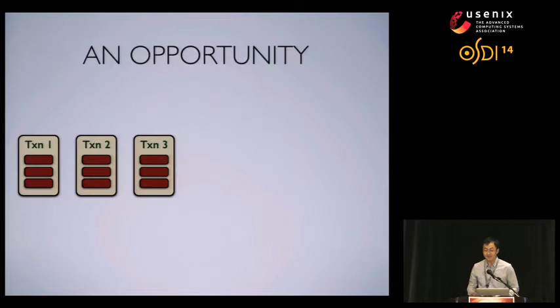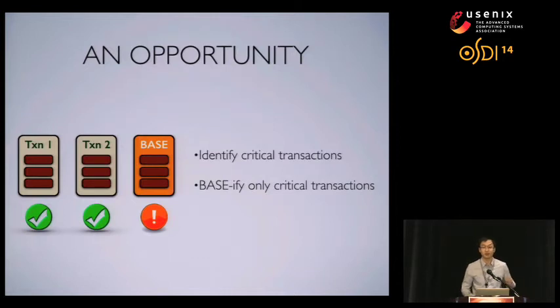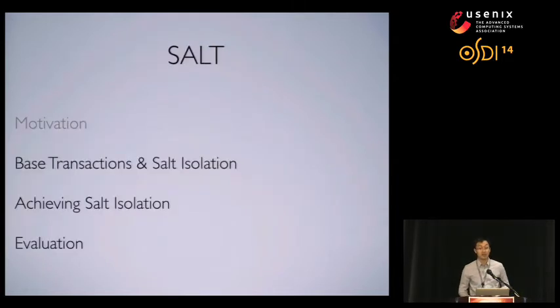This observation points us to a potential opportunity. So what if we were able to identify these performance-critical transactions and somehow change them into BASE style without affecting the rest of them? If we could do it, we would get most of the performance benefit that the BASE approach can provide while keeping complexity under control. In the rest of the talk, I will tell you how we actually leverage this opportunity.